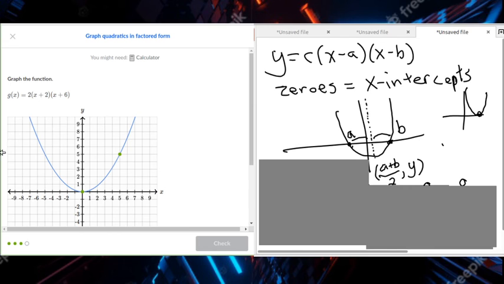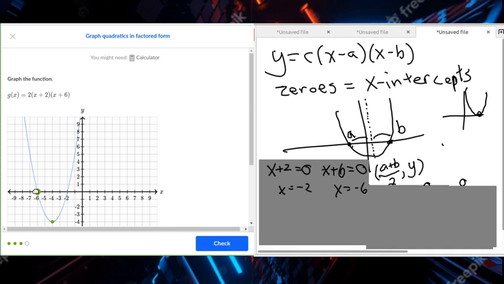So our last one is 2, so we know it's going to open up, times (x plus 2) times (x plus 6). And if we want to find the zeros, it's going to look something like that. It's going to open up, and we're going to have x plus 2 is equal to 0, where it crosses the x-axis, and x plus 6 equals 0, the other place it's going to cross the x-axis. So x is equal to negative 2, or x is equal to negative 6. So here I've got that negative 2, and that negative 6.